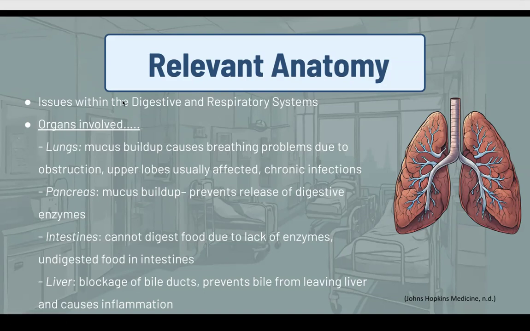So with the lungs, mucus buildup causes breathing problems, and with the intestines, pancreas, liver, and the digestive system, it's hard to digest foods, which is what you see with the diarrhea and the inability to gain weight despite a good appetite.